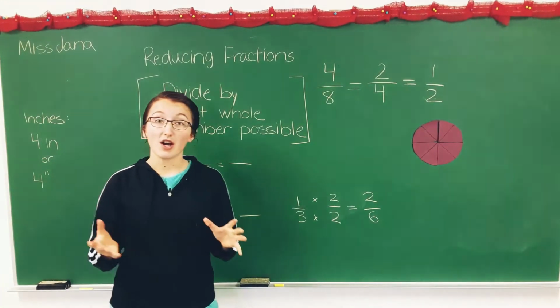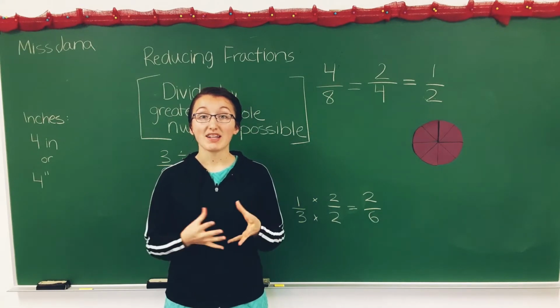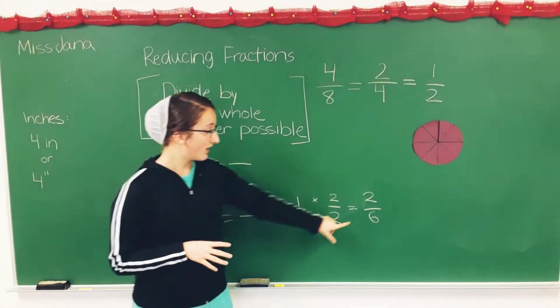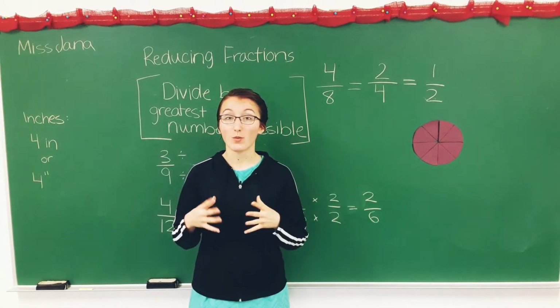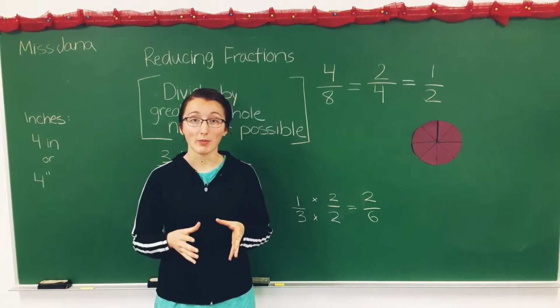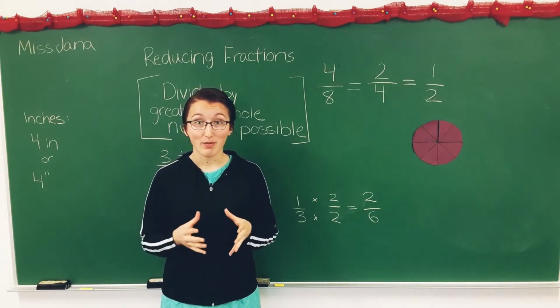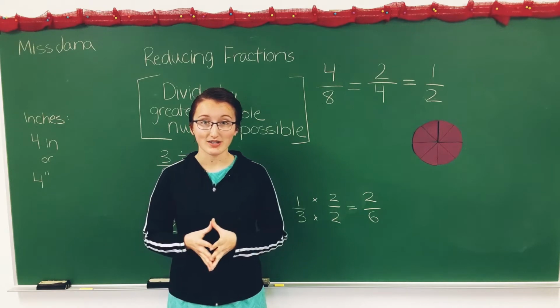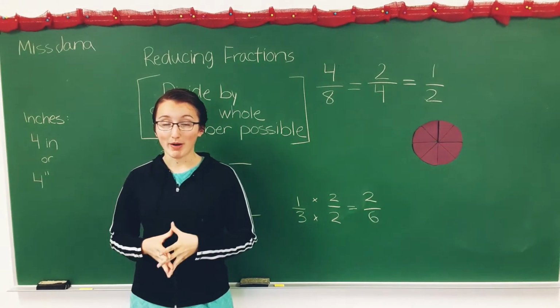So today we're going to talk about reducing. Reducing fractions means making the fraction as small as possible. So we're going to divide it by a whole number. But before we do that, we're going to talk again about equivalent fractions to help review them and to learn a little bit more about them.